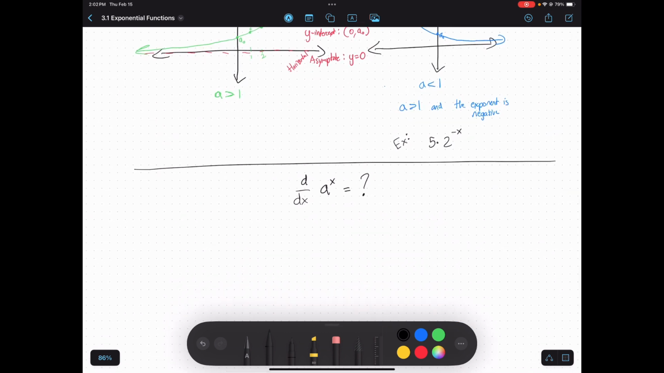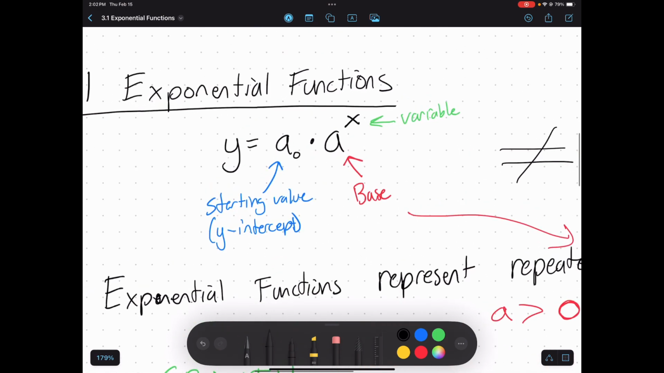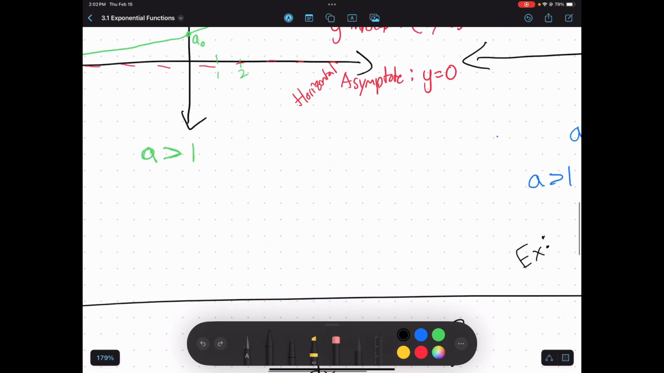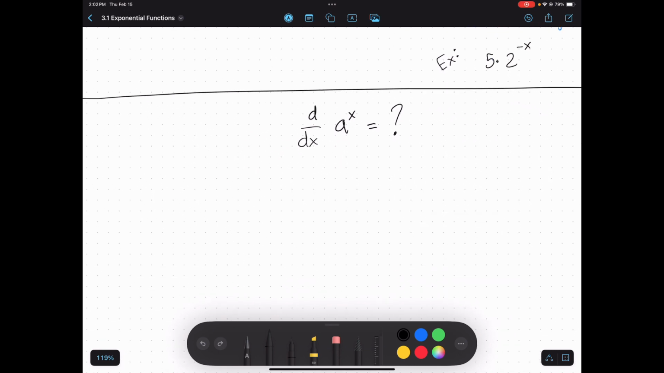Anyway, so let's talk about derivatives. How do I find the derivative of an exponential function? Well, according to the constant multiple rule, that a naught, that starting value, doesn't actually affect my derivative at all. So I can just focus on what's the derivative of a to the x. Well, let's try this out by using my limit definition of a derivative. So I'm going to use my difference quotient. I get a to the x plus h minus a to the x over h.